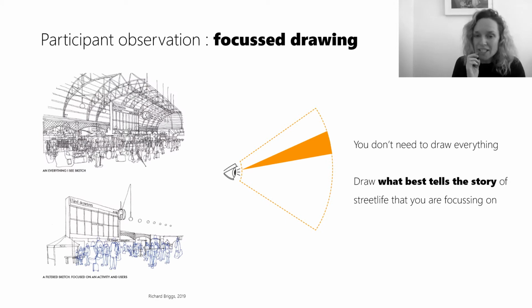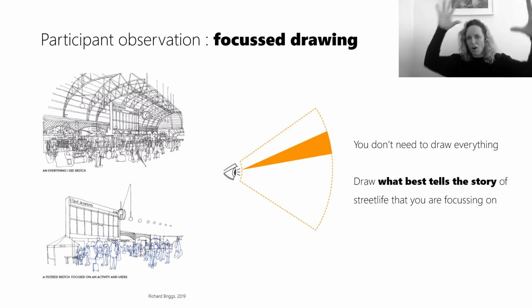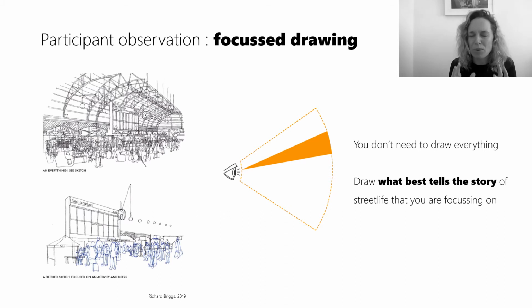And what we try to do is not draw everything we see. This is not about creating beautiful depictions of the whole map or network of street life. We're actually taking a focused view. And this is where looking is very important. We need to look and listen to what the street is telling us and what the users are telling us. And then focus to begin our drawing through a particular lens.